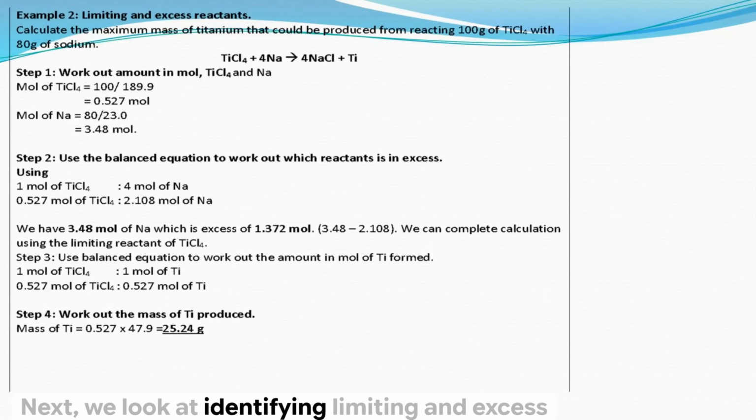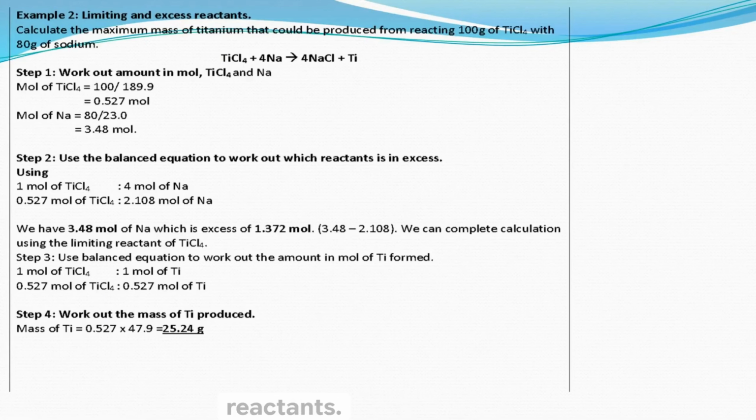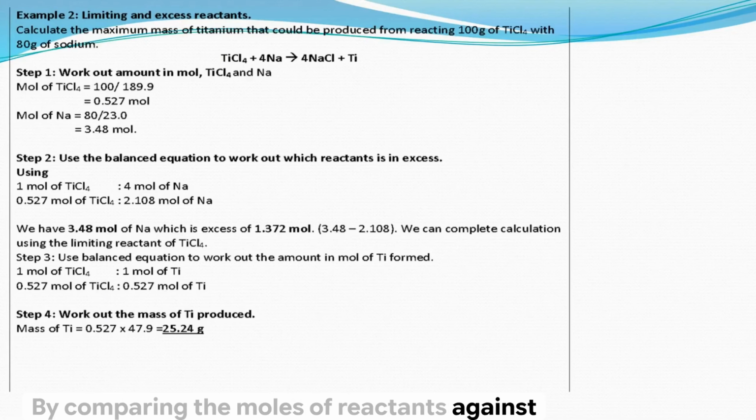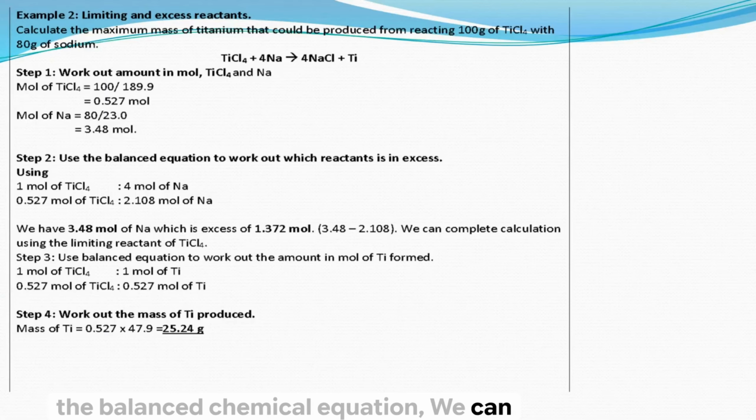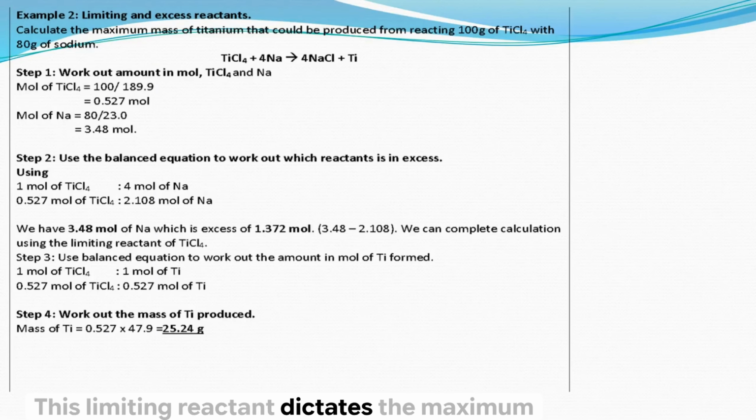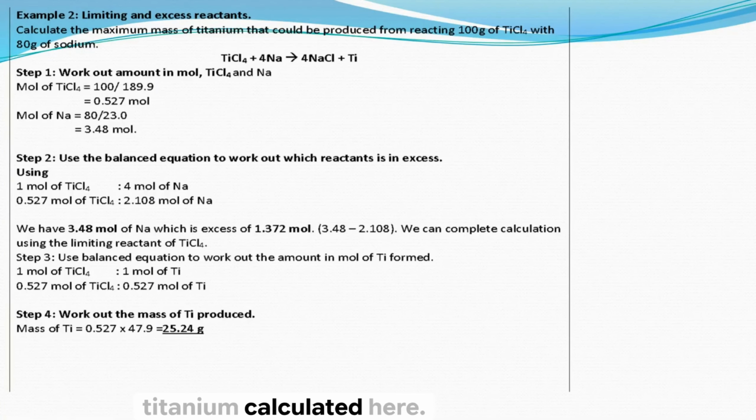Next, we look at identifying limiting and excess reactants. By comparing the moles of reactants against a balanced chemical equation, we can determine which reactant will be exhausted first. This limiting reactant dictates the maximum theoretical yield of the product, such as the titanium calculated here.